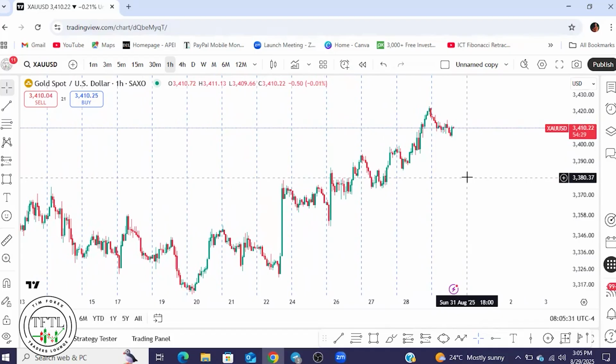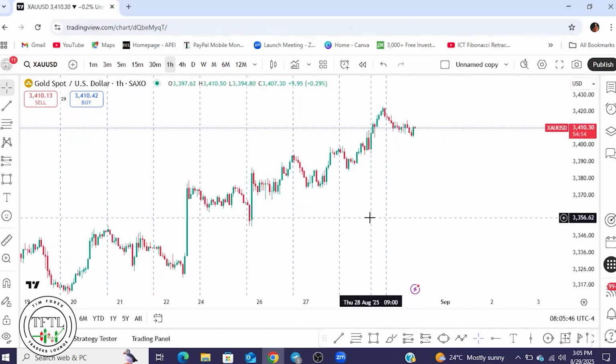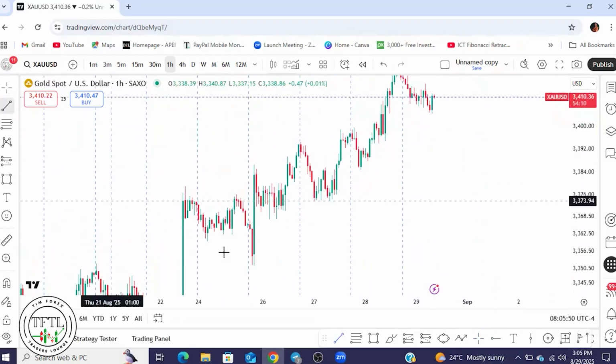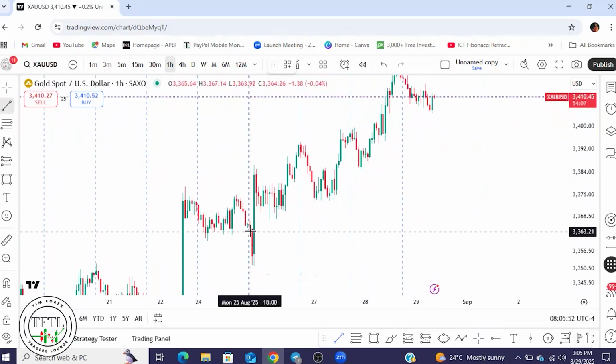So the first thing that you want to do is to understand the market structure, right? The previous video uploaded was about market structure, some things that you want to understand, the language of the market. How does the market move, right? So you also want to understand the structure of the market. When you look at this pair, this gold, you are seeing we are in a nice uptrend.